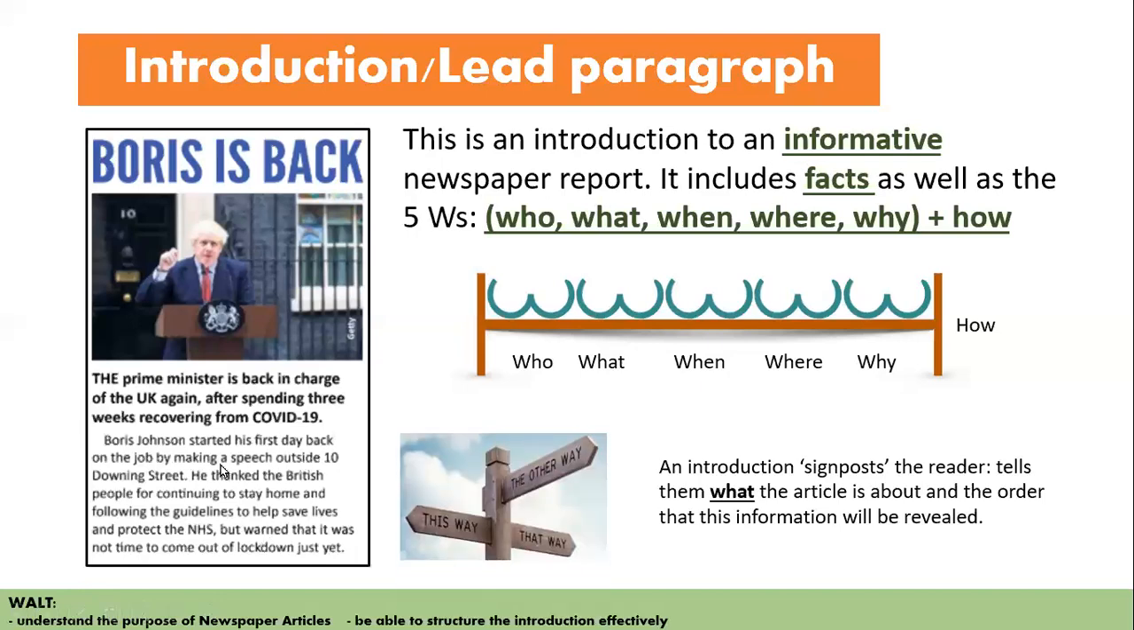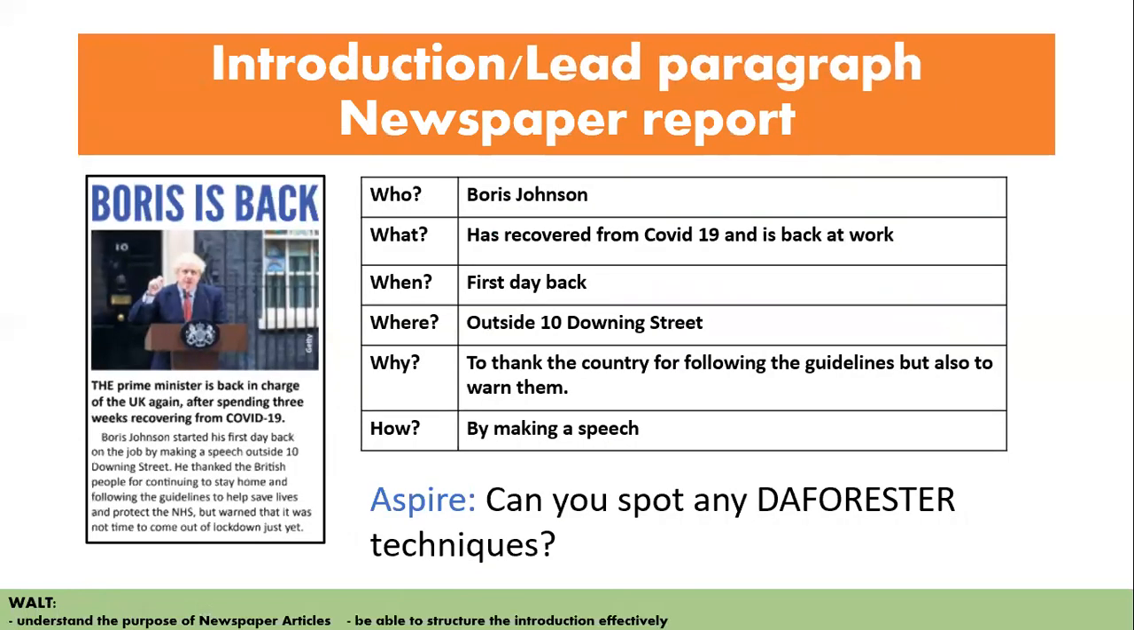So this opening paragraph is signposting us and showing what the article's about and which order the information will appear in. So who is the article about? It's about Boris Johnson. What's happening in the article? What is it about? It's telling us that he's recovered from COVID-19 and he's back at work. So when is it written? It's written about his first day back at work.